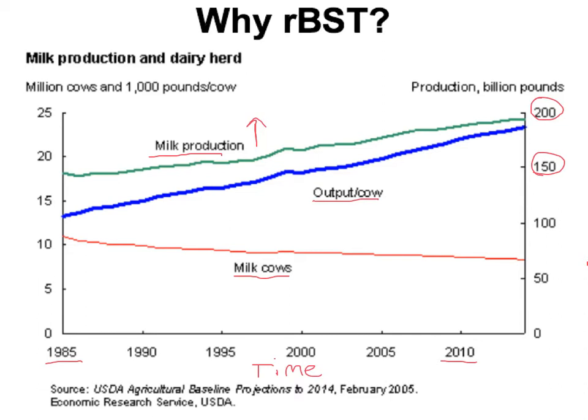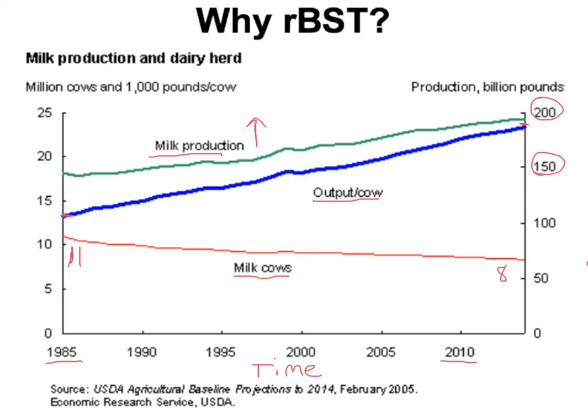And to put a number to this, the output per cow increases from about 13,000 pounds of milk per cow to about 23,000 pounds of milk per cow over those 25 years. Finally, the number of cows actually goes down over this 25-year period from about 11 million cows to about 8 million cows at the end of the 25 years.